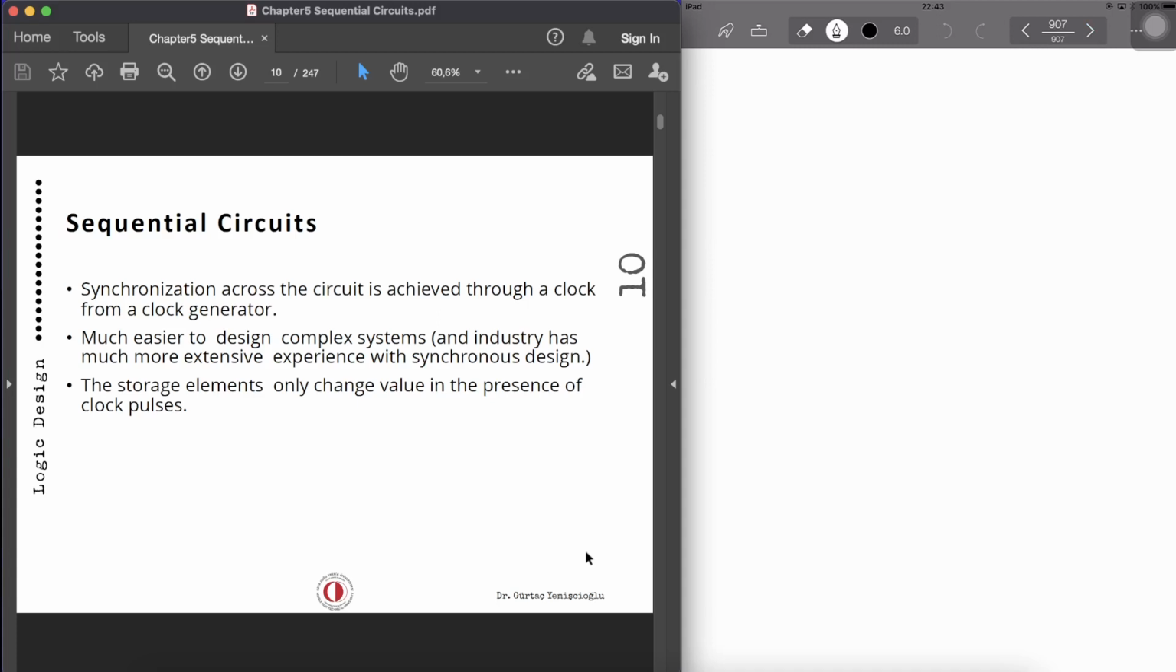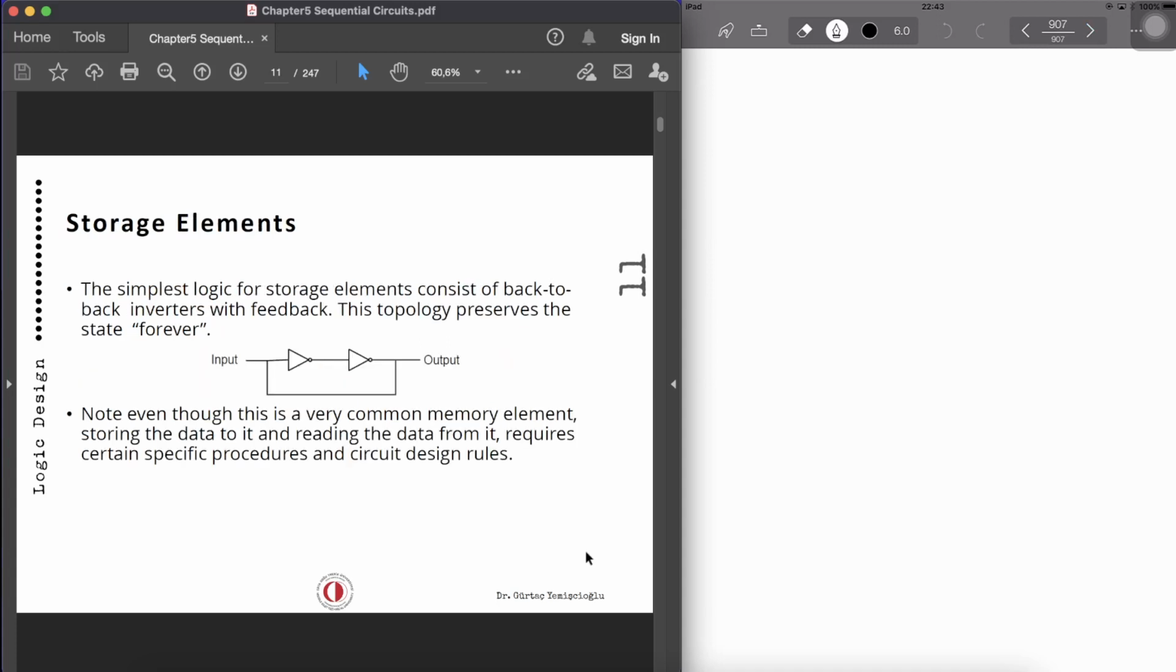Now, when we consider a simple storage element, two inverters, which create a buffer, are a simple storage element. You can see that when you connect these back to back, you are actually holding the data there forever. This is a typical memory element that we use. One thing that we need to be careful about when designing this type of circuitry is that it requires certain specific procedures and circuit design rules.